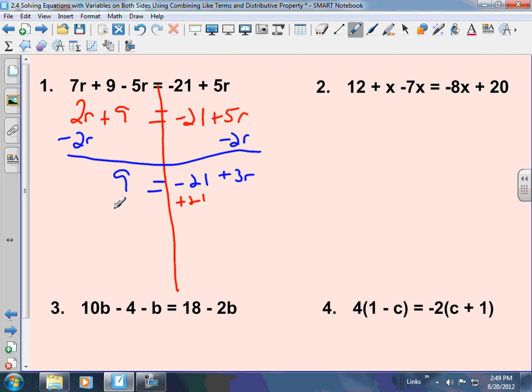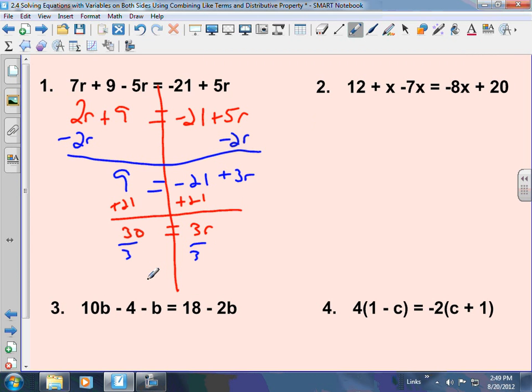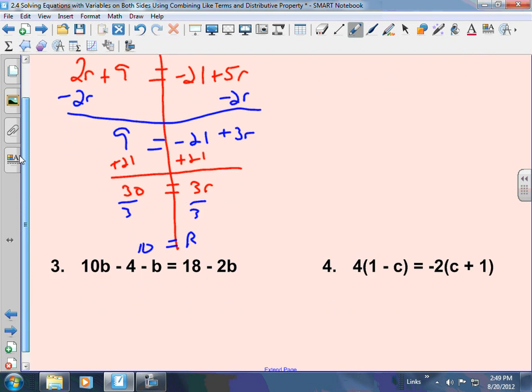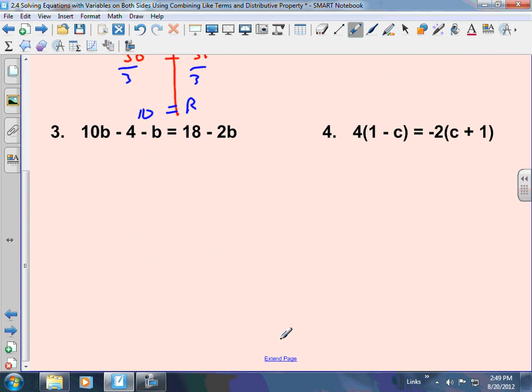Add 21, 30 equals 3r. Now we're going to divide by 3. 10 equals r. Okay? That's an example of how to combine like terms. 2 and 3 are the exact same thing, so we'll move on to number 4.